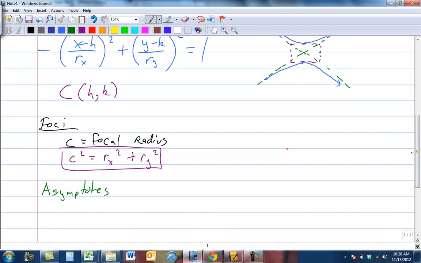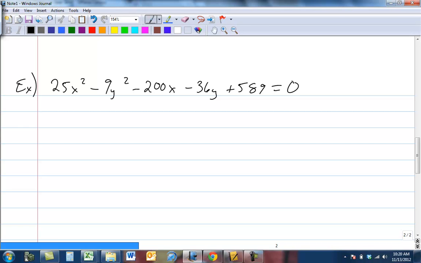Let's do an example. I'm going to go to a brand new page. Let's do, there's a fun one. Example: 25x squared minus 9y squared minus 200x minus 36y plus 589 equals 0. Holy yikes.